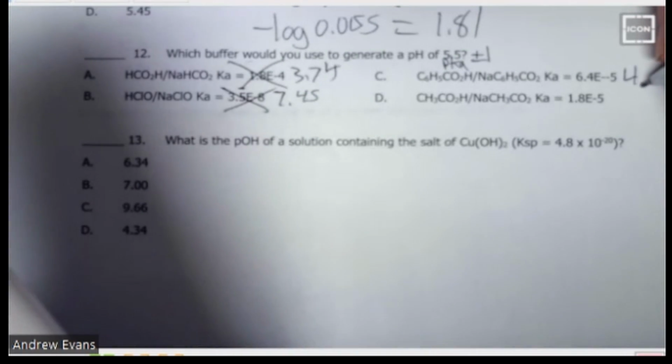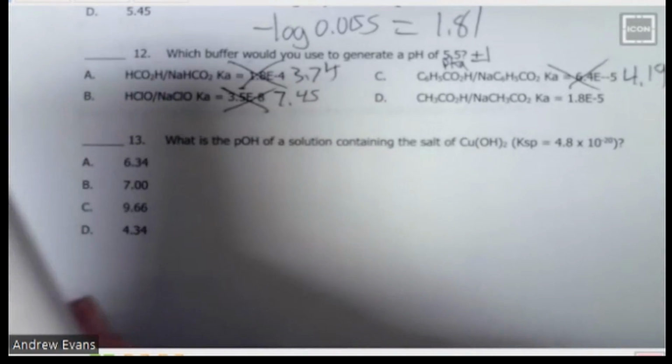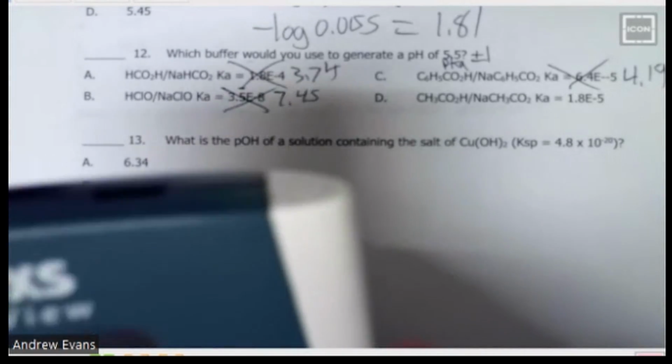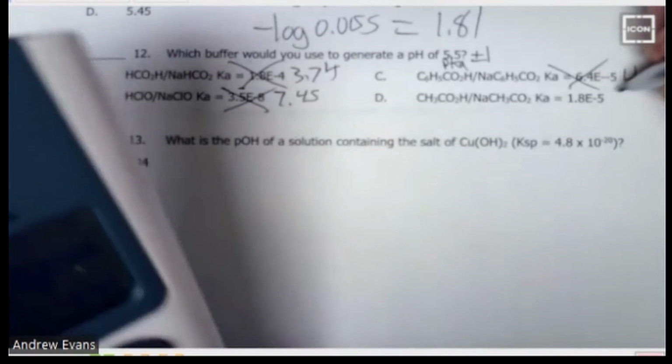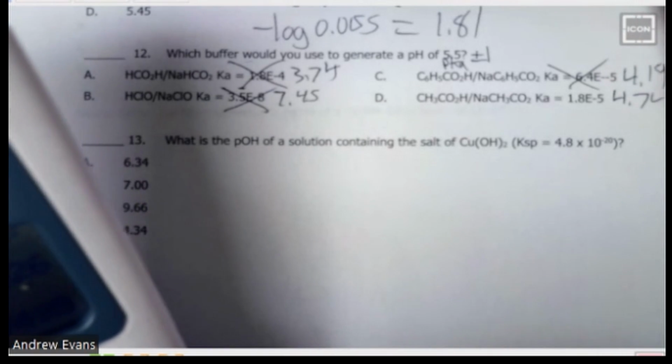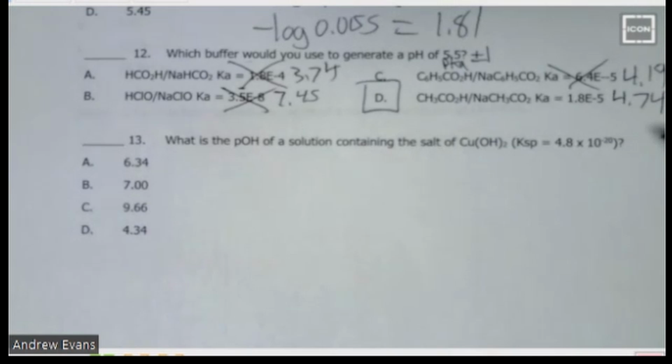4.19. Closer, but still too far away. So 1.8. Yeah, just them all. 4.74. That's within one pH unit of 5.5. So that is your best answer.